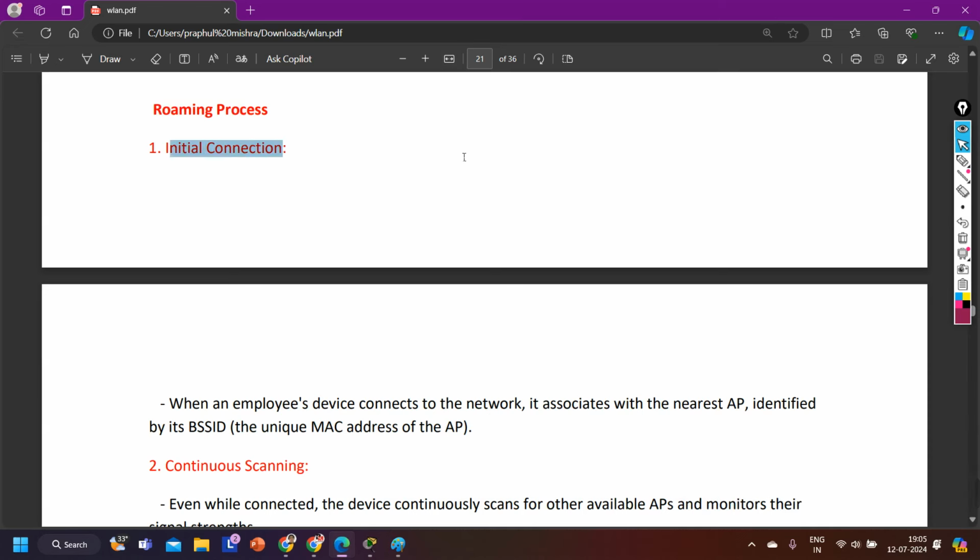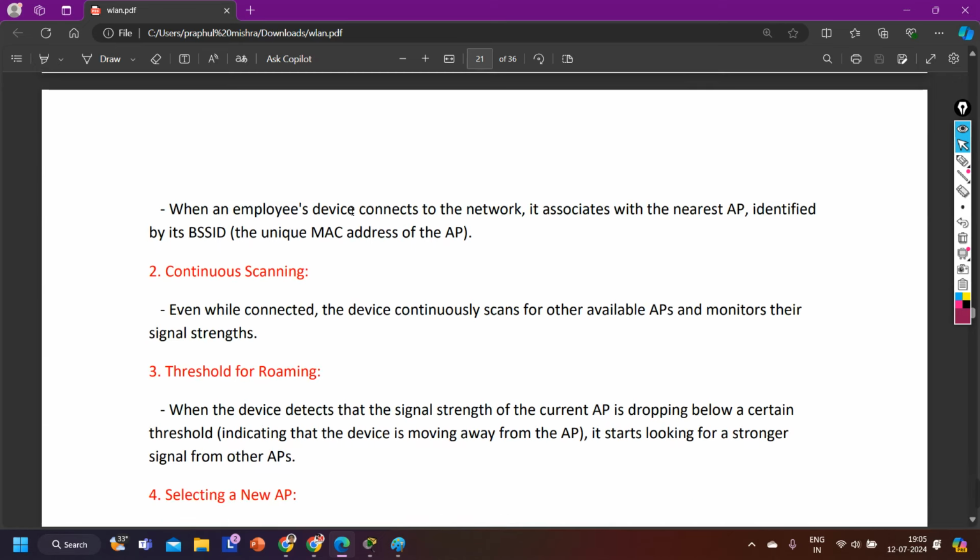Guys, first of all, initial connection. If you don't know what initial connection means, how a device can connect with an AP, then watch my previous video. Initial connection means an employee's device connects to the network. It associates with the nearest AP identified by its BSS ID. So how is a client machine going to identify an AP, guys? With the help of the MAC address, that is the BSS ID, the unique MAC address of the AP.